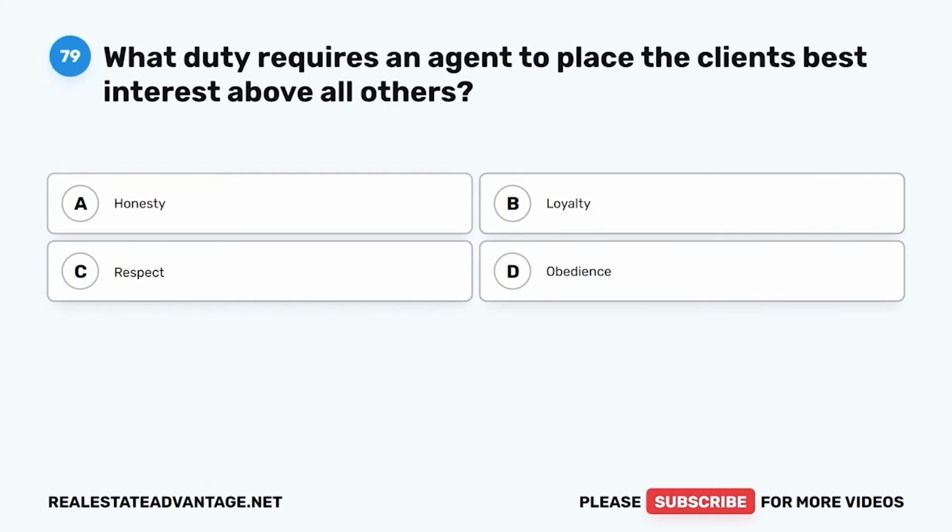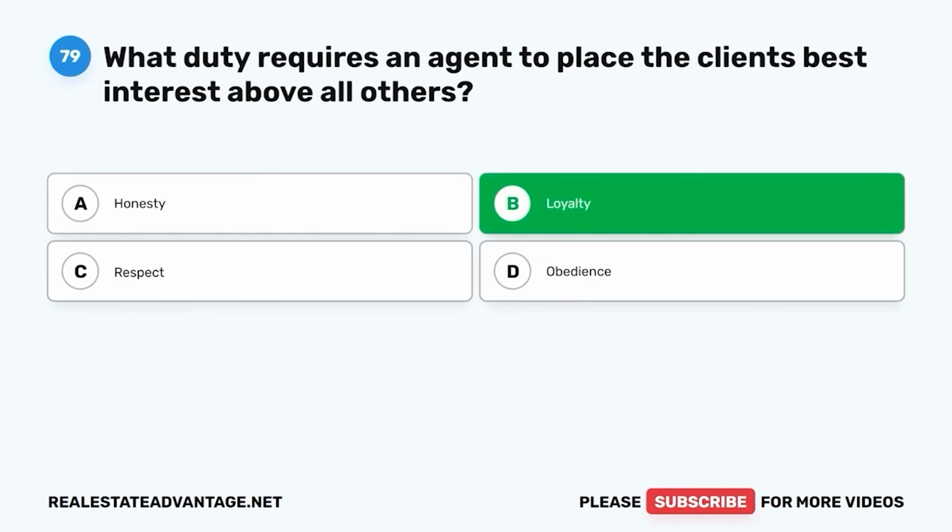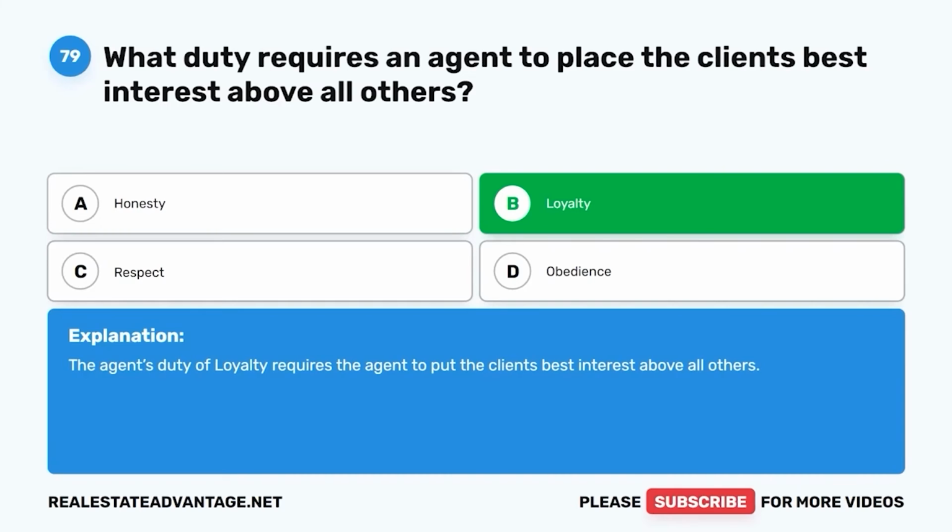Question 79. What duty requires an agent to place the client's best interest above all others? A. Honesty. B. Loyalty. C. Respect. D. Obedience. The correct answer is B. Loyalty. The agent's duty of loyalty requires the agent to put the client's best interest above all others.